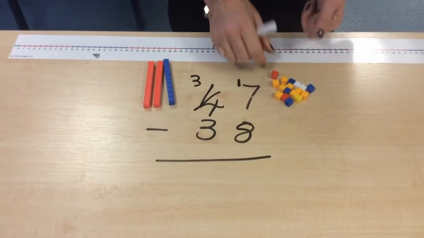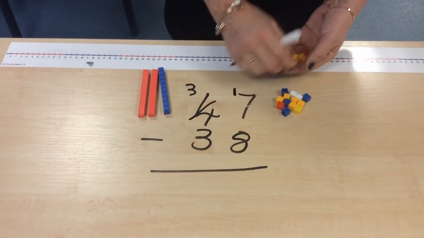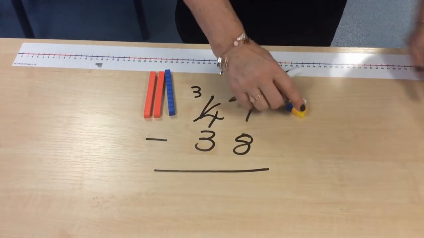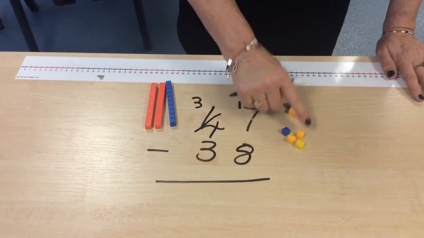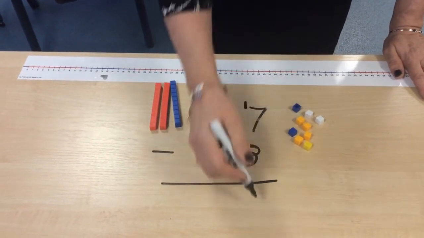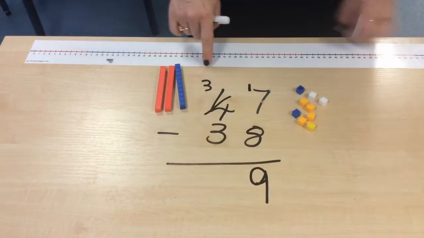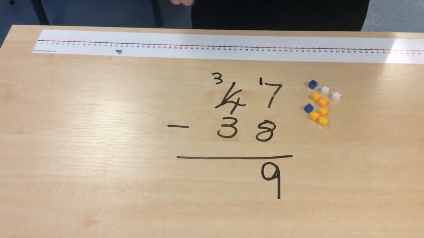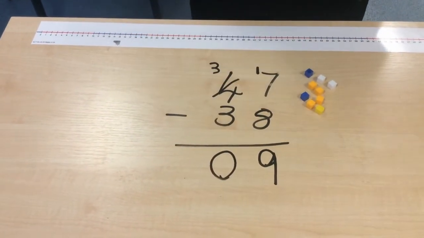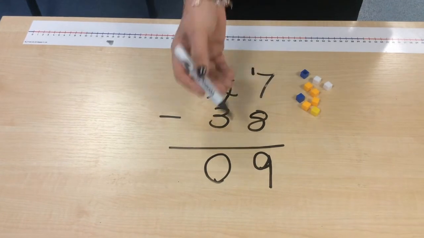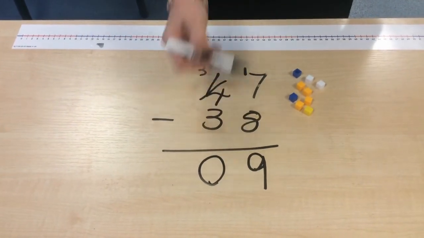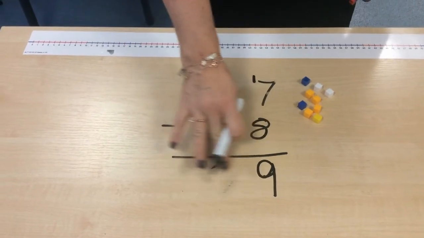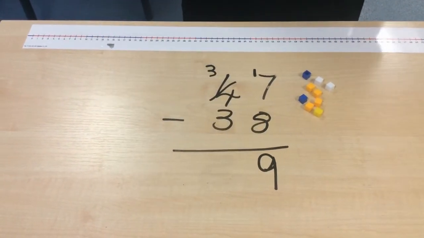Now I can do my calculation. 17 take away 8. 1, 2, 3, 4, 5, 6, 7, 8. And I'm left with 1, 2, 3, 4, 5, 6, 7, 8, 9. And then I've got 3 take away 3. Oh, I've got nothing. Sometimes we are tempted to write, I have got 0. But to be honest with you guys, we don't write 09 like that when we write 9 in our books. We just write 9. So I would probably leave it like that.